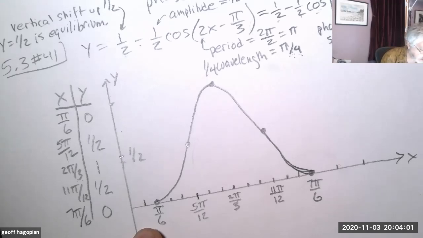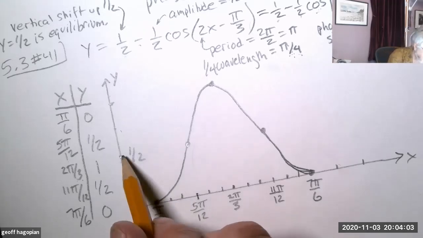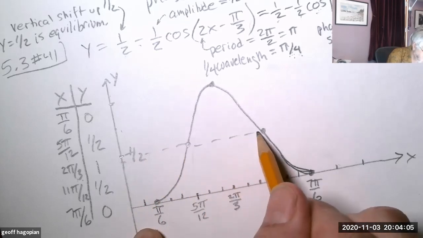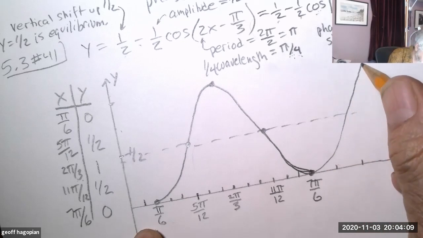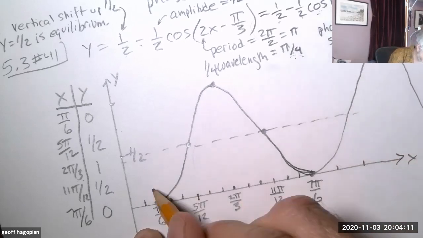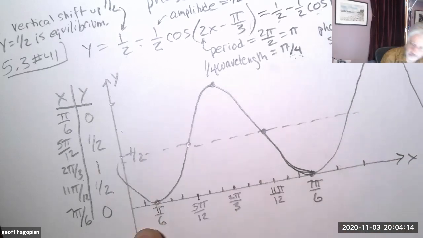So this is our function, right? The line of equilibrium is here, y equals 1/2. And we're going to keep oscillating the same way, right? If you want to extend the function, you could, right?